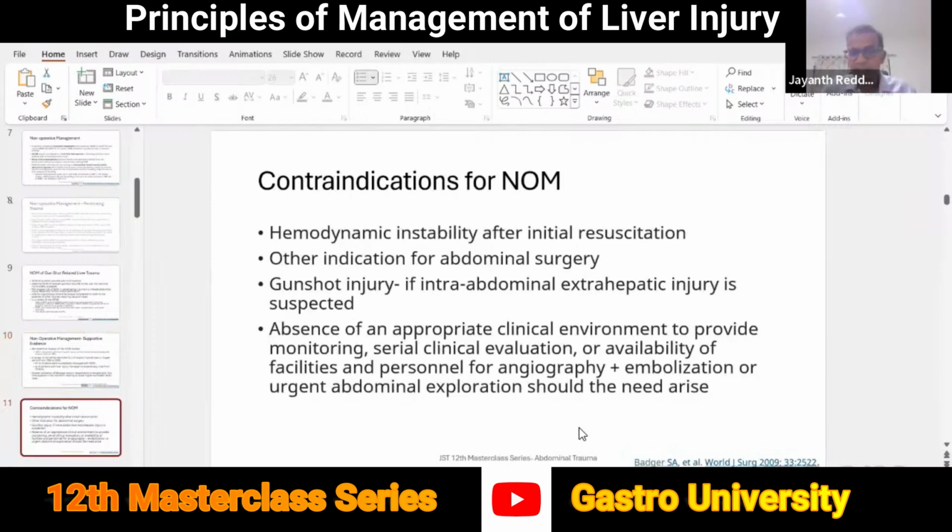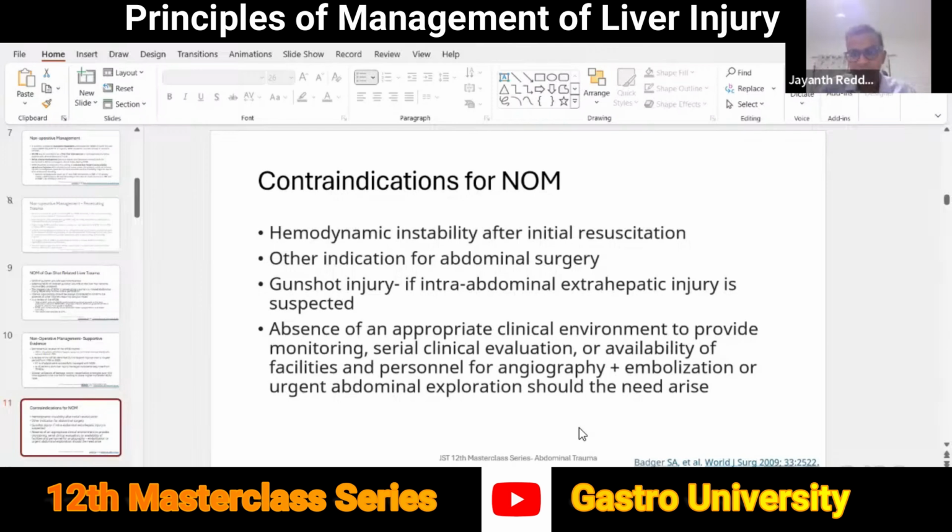Contraindications are hemodynamic instability after the initial resuscitation, that is, non-responders. Any other indication for abdominal surgery like a hollow viscus perforation or evidence of any peritonitis, especially high-velocity gunshot wounds, and the presence of extrahepatic injury are contraindications, and absence of the clinical environment that is needed to manage these patients using the non-operative approach is also a relative contraindication.